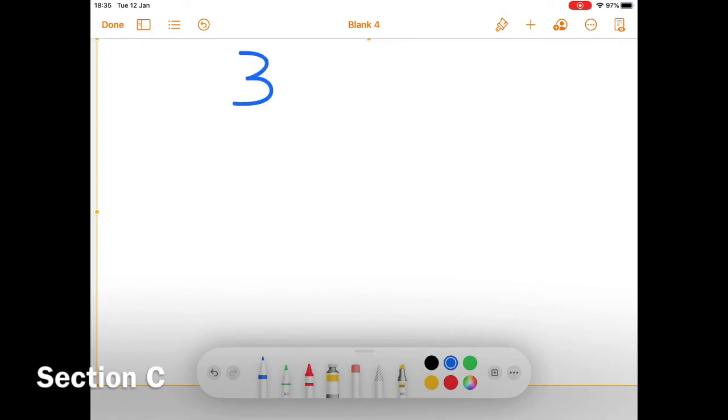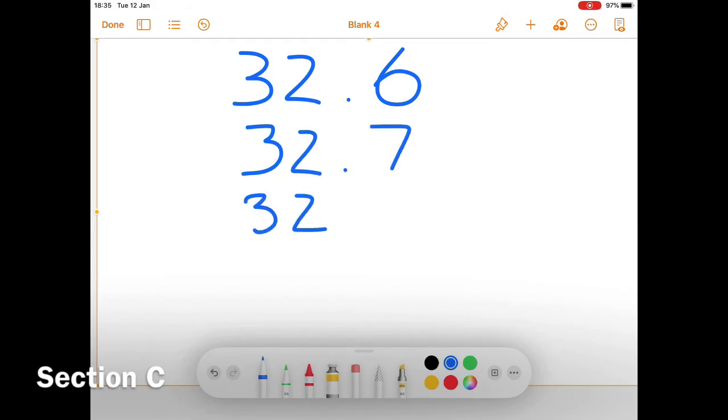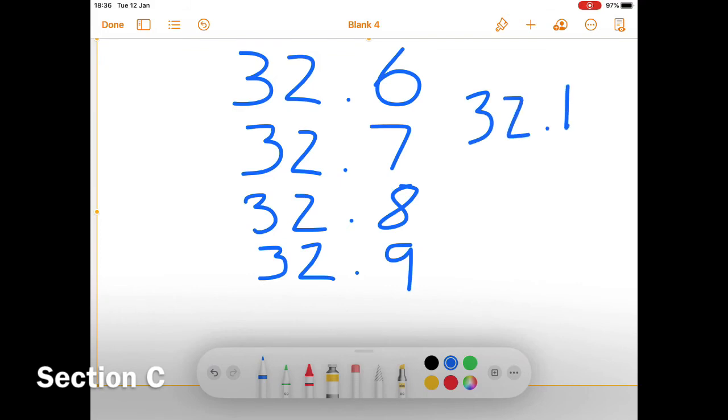Now in section C of the worksheet, it asks you to order numbers that include a decimal place. So imagine we have 32.6 and we're counting up in tenths. So what's going to come next? It would be 32.7 and then 32.8, 32.9. Now, what do you think comes after 32.9? Okay, is it going to be 32.10 or is it going to be 33? Have a think about that for a second.